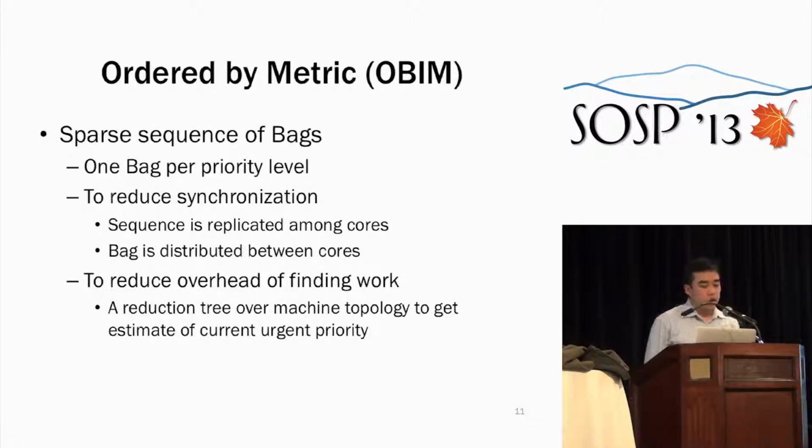Our solution to this problem is a scheduler called ordered by metric, or OBIM. It's a sparse sequence of bags with one bag per priority level. But in order to reduce synchronization, the sequence itself is replicated among cores, and the bag itself is distributed between cores. In order to reduce the overhead for finding work, we're going to use a reduction tree over the machine topology to get an estimate of the current best urgent priority to work on. In the interest of time, I'm only going to describe how the sequence and the bag data structures are implemented. If you would like to know more about the reduction tree, please see the paper.